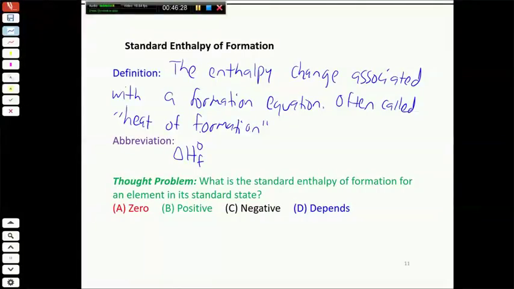There are a lot of depends. Any other guesses? I've heard just about every answer except the correct one, which is 0. All right, so the standard enthalpy of formation for an element in its standard state would be 0.